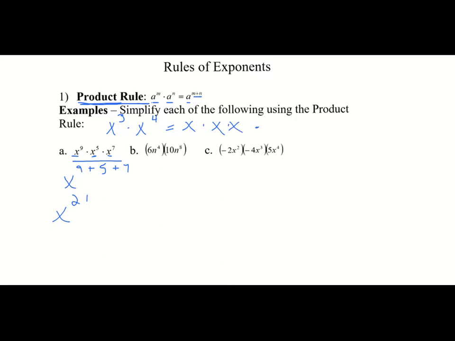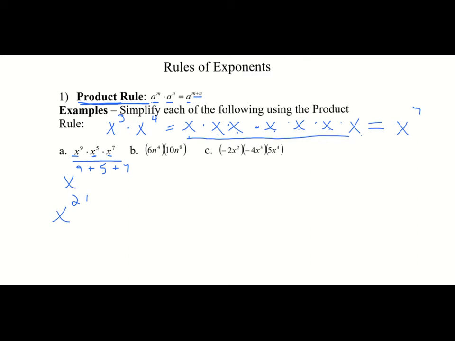Then I keep my times sign, and I have x to the 4th power, which is going to be x times x times x times x. So if you look at that and you count how many x's I have now, there are 7 of them. So it would be x to the 7th power for that one. And again, that's the same as adding the 3 and the 4 to get the 7. I just put it out in expanded form to show you why we add those exponents.